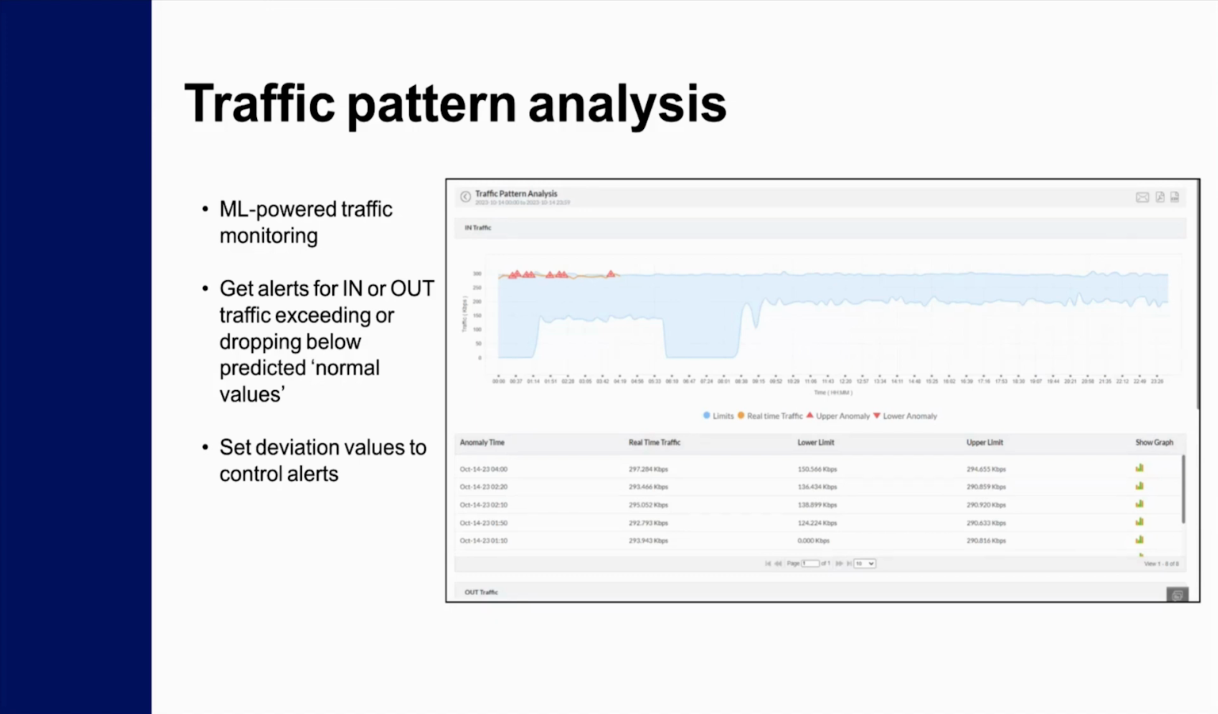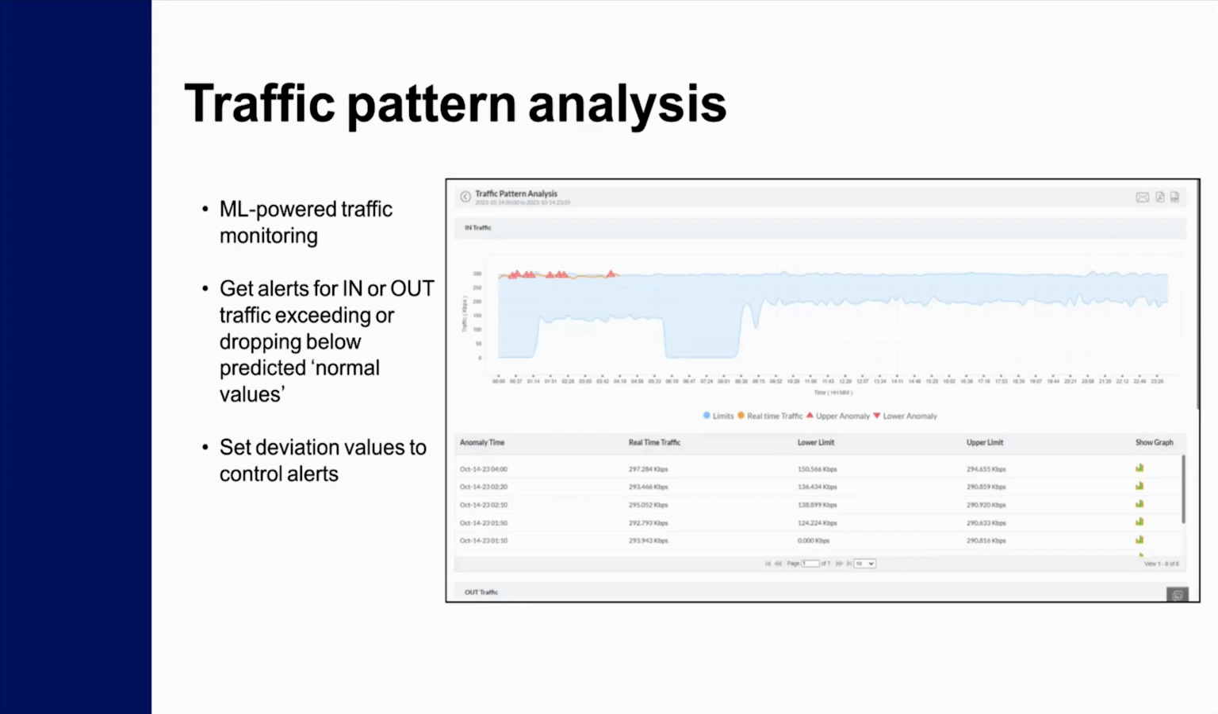So let me show you. For instance, if the ML predicted in traffic value, that is the received traffic value, is 25 Mbps for the upper limit and 10 Mbps for the lower limit. So OpManager Plus has calculated that for this particular interface, the expected upper limit for traffic speed is 25 Mbps, and the lower limit is 10 Mbps. And the deviation you set is 10% on the upper limit and 20% on the lower limit.